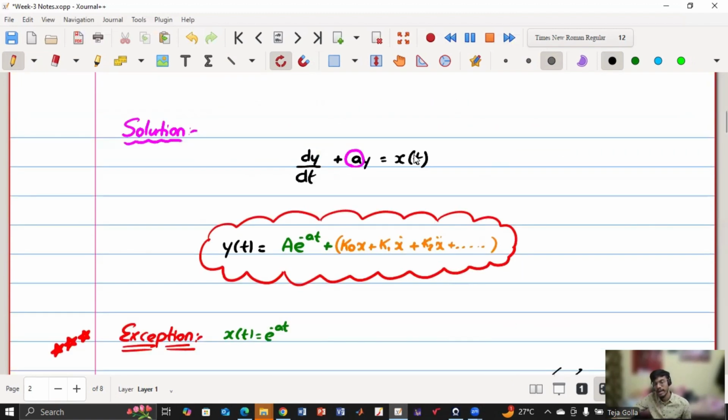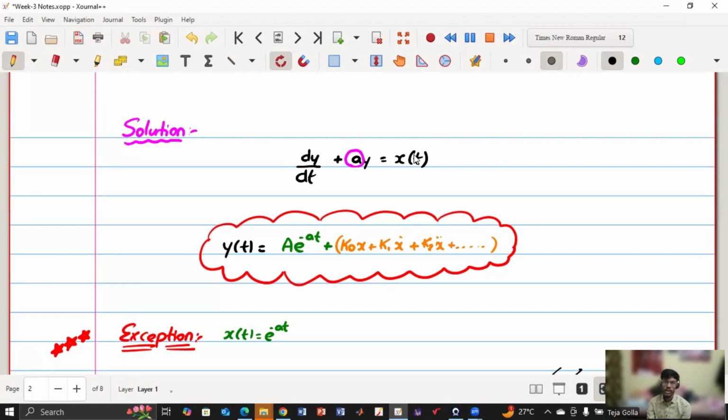But what happens if x of t is exponential? That is not covered this week. That will be coming next week. Next week what we'll be discussing is sinusoidal excitation. So sine, I can write as a summation of 2 exponentials, right? Sin omega t is e to the power j omega t minus e to the power minus j omega t by 2j, or cos omega t is e to the power j omega t plus e to the power minus j omega t by 2. So this will be covered next week.